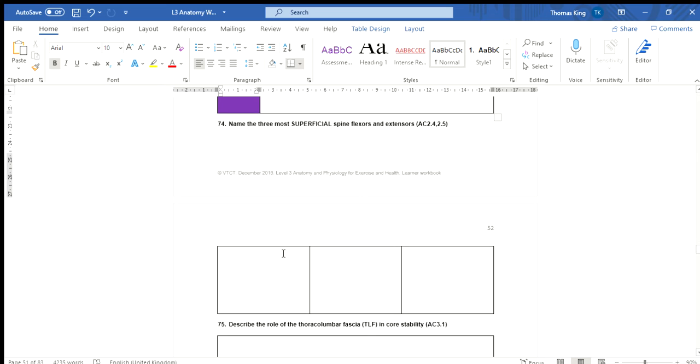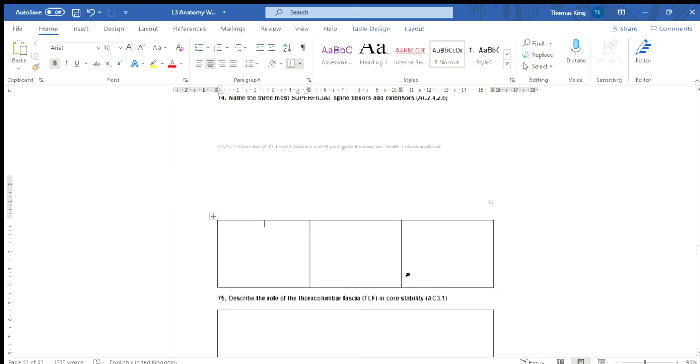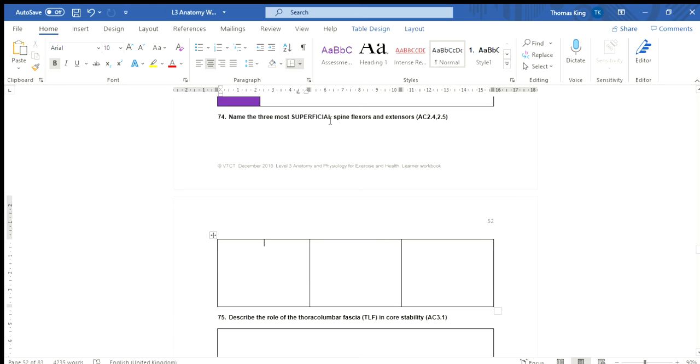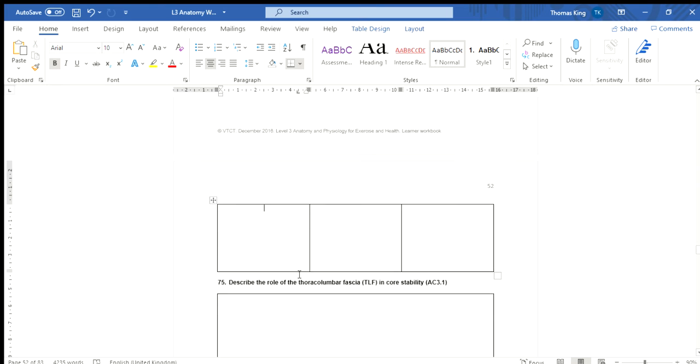Okay, guys, question 74. Name the three most superficial spine flexors and extensors. So flexion and extension of the spine. So what muscles are going to flex the spine and what muscles are going to extend the spine? What are the key ones that are most superficial, meaning closest to the surface?